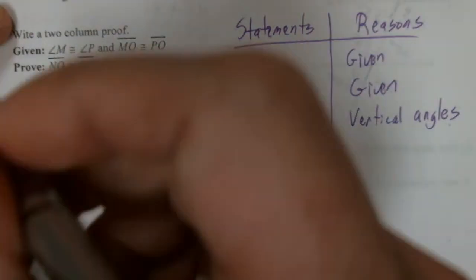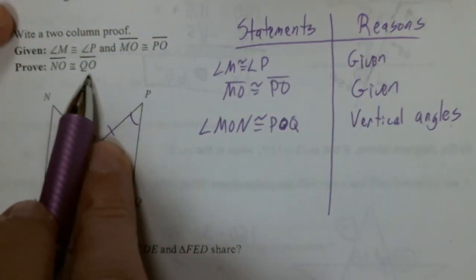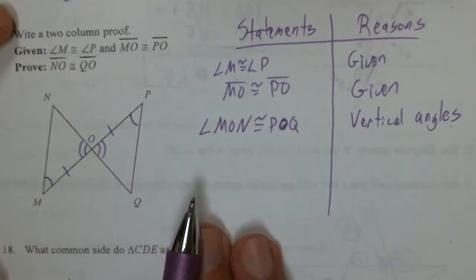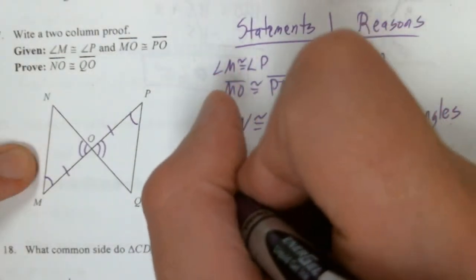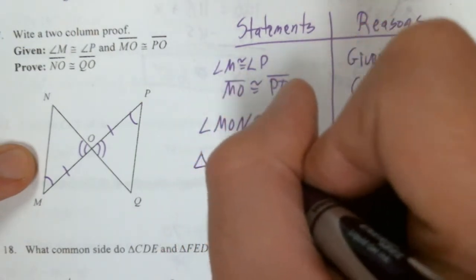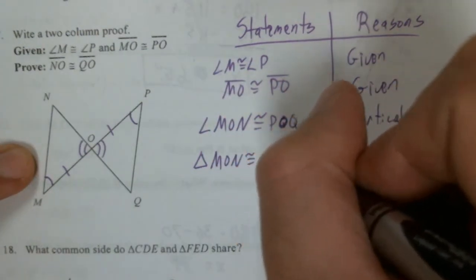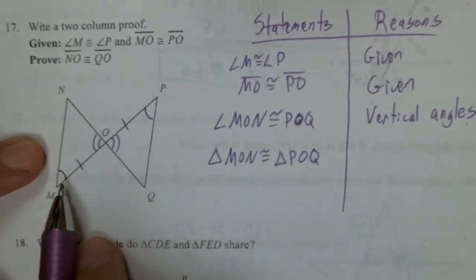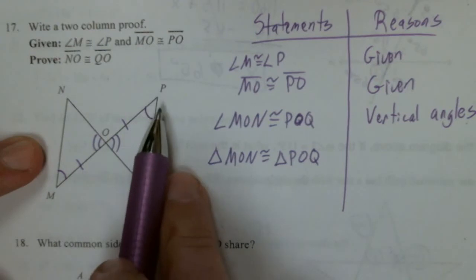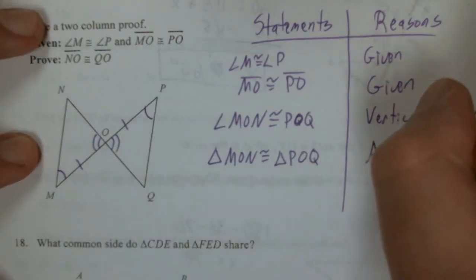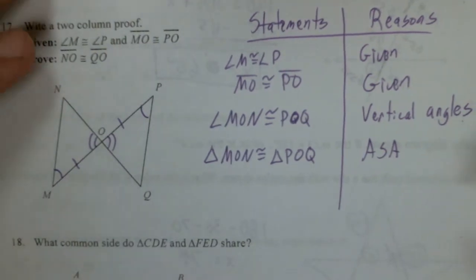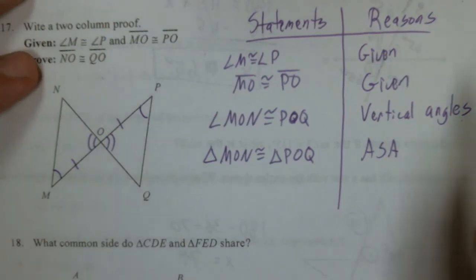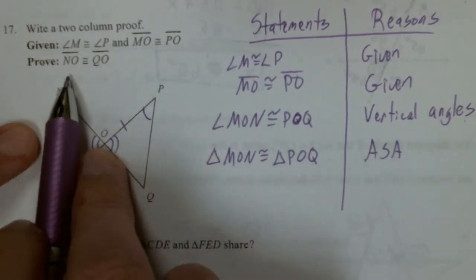Okay, now, am I ready to prove that line NO is congruent to QO? Because what we're trying to do with these triangles is use one of our postulates, SAS, ASA, whatever, to prove the triangles are congruent. So that's what I need to do first before I get to this part. So I need to say that triangle MON is congruent to triangle POQ. And the reason for that is angle, side, angle, angle, side, angle. Hopefully you guys are good at this by now. I'm not going to go into too much more detail about that. I've got videos on my website if you're still not sure about the ASA stuff. All right, so they're congruent by ASA, but notice that's not what they want us to prove.